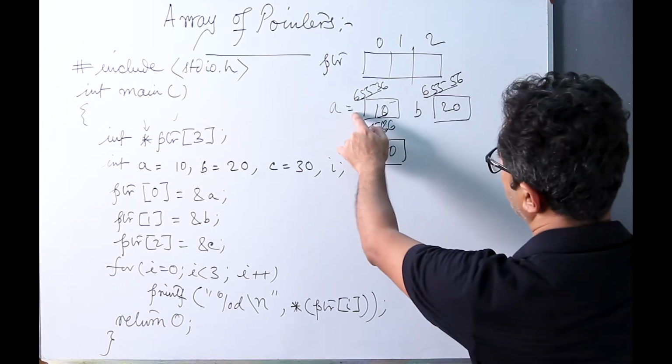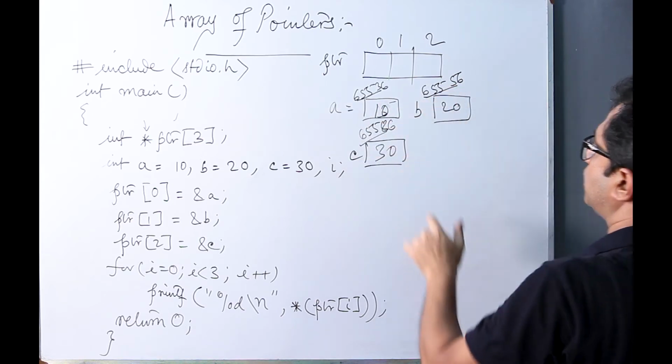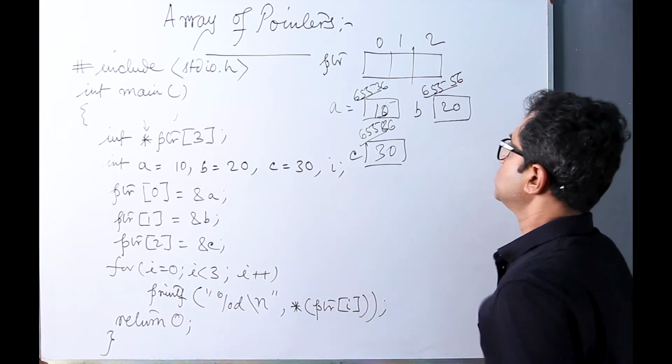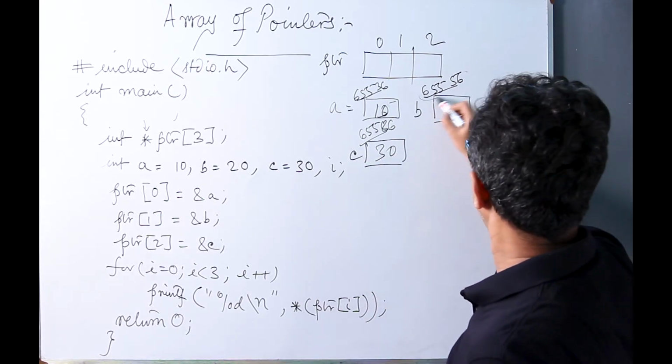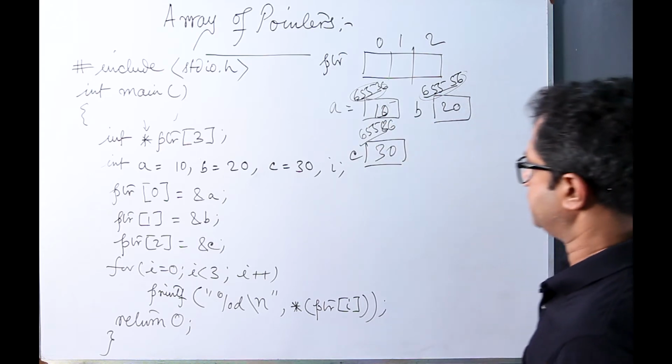So what are the different memory locations of A? 65536 for A, 65556 for B, 65586 for C. So these are the addresses of the respective variables A, B and C.